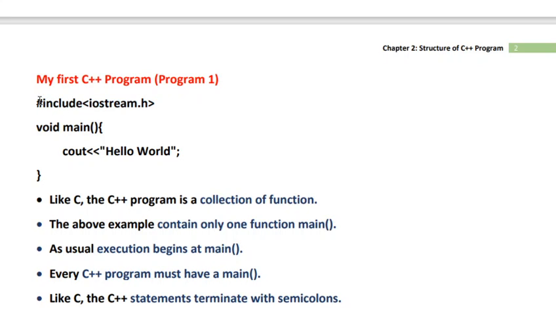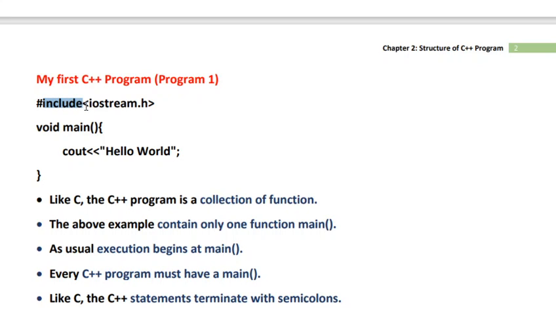So the first statement that we have is hash include iostream.h. The hash is used to differentiate who processes it. All statements that start with hash are processed by the preprocessor. As you know, whenever you execute a C program, three different programs are involved: the preprocessor, the compiler, and the linker. The preprocessor processes all the statements that start with hash and performs the desired activity.